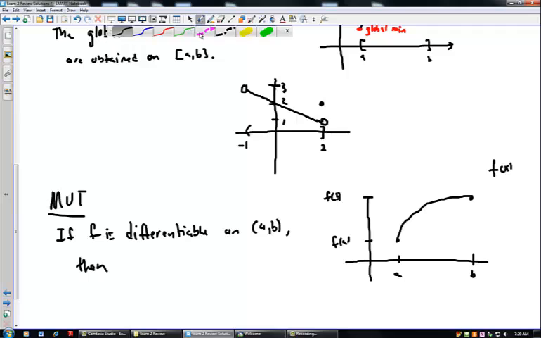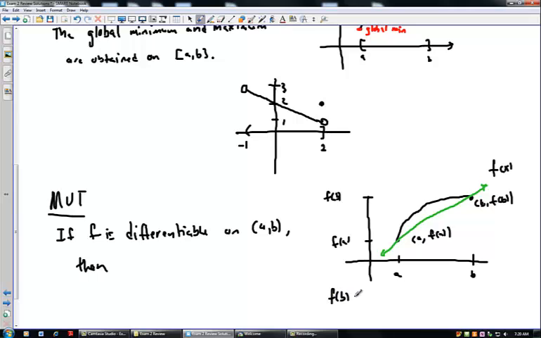What this says is basically if you connect these two points, these two dots, with a nice line, the slope of that line is going to be given by the average rate of change between these two points. So I have a and f of a, and b and f of b. I just take the average rate of change, which is really just the slope of that line. So if you take f of b minus f of a, and you divide it by b minus a, the mean value theorem just says there is some point on the function that has that same rate of change.